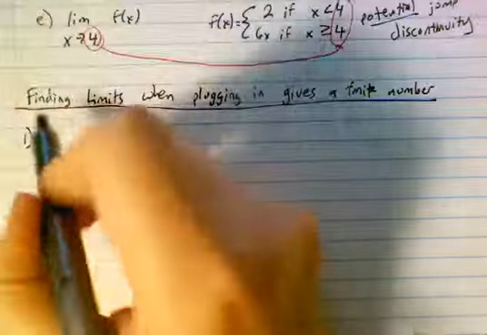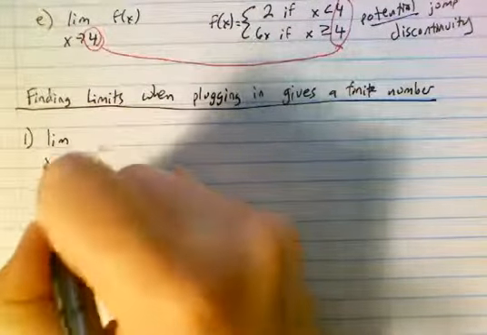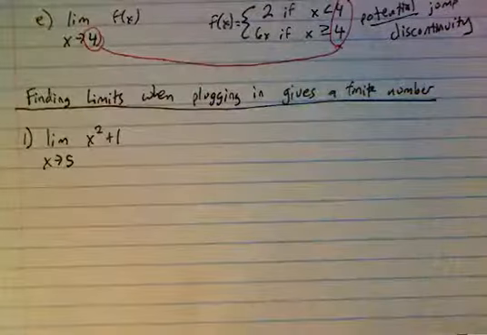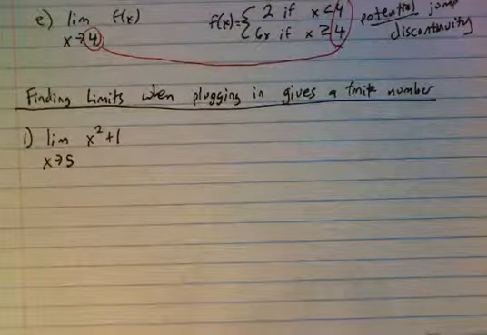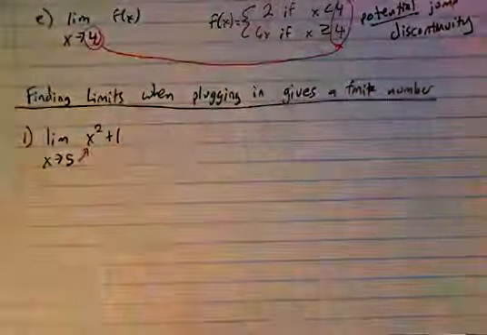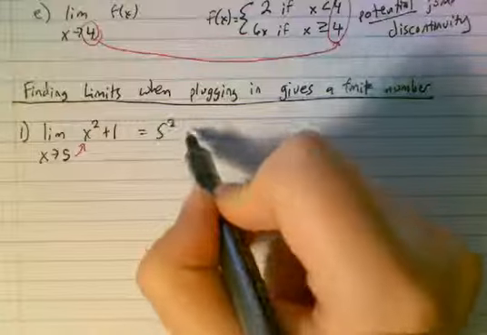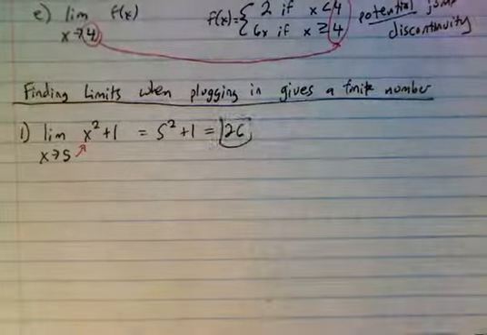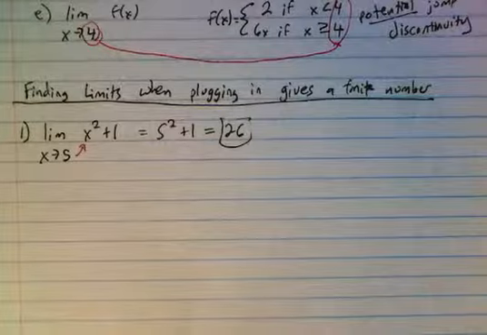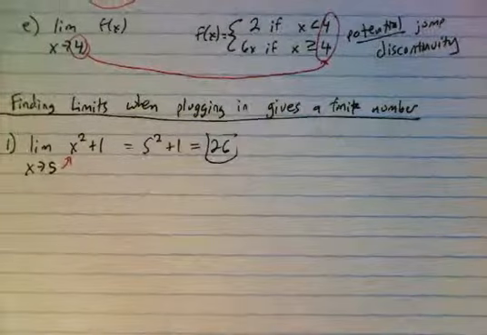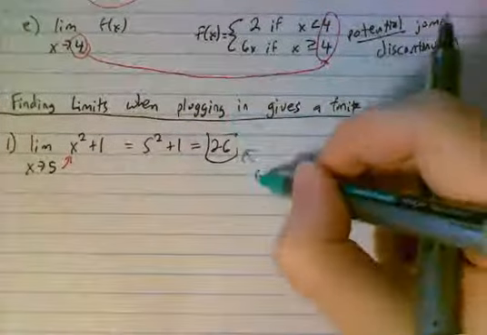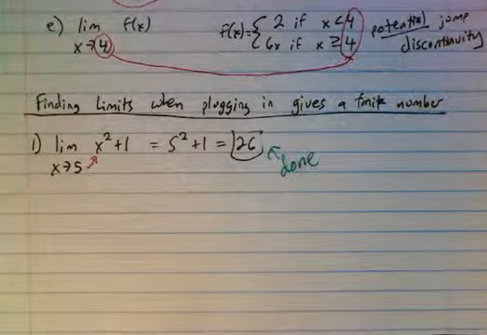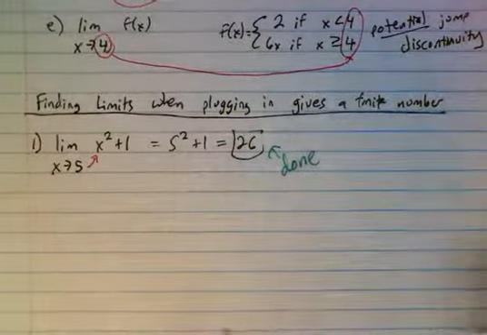So here's a problem. Let's find the limit as x approaches 5 of x squared plus 1. So all we're going to do is take this 5 and plug it in for x. 25 plus 1 is 26. That's a finite number. That's our answer. Done. Nothing more to it. That seems so easy. It went by way too quickly. Let's do another one.